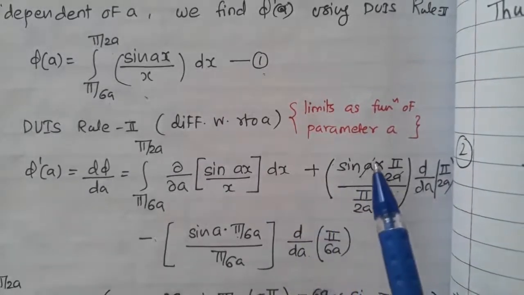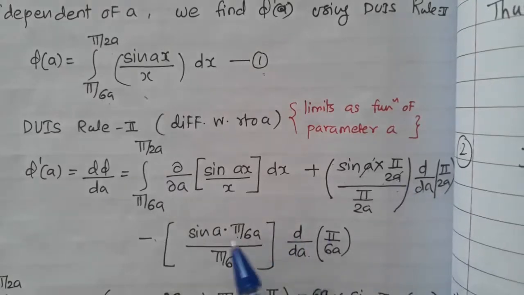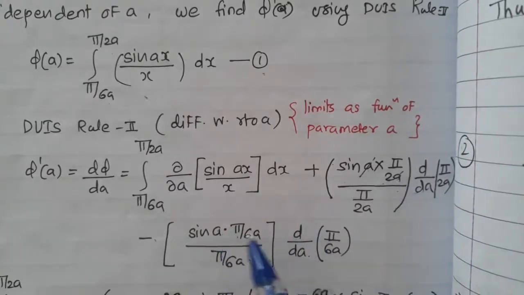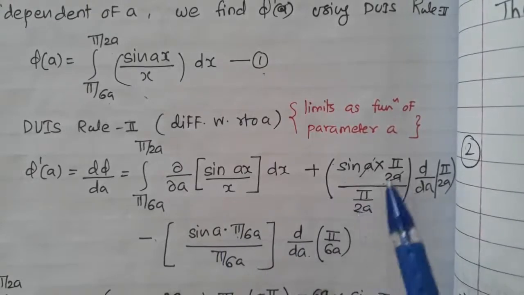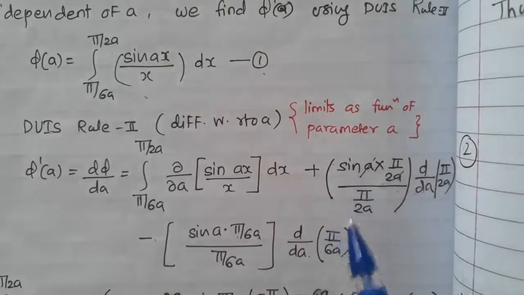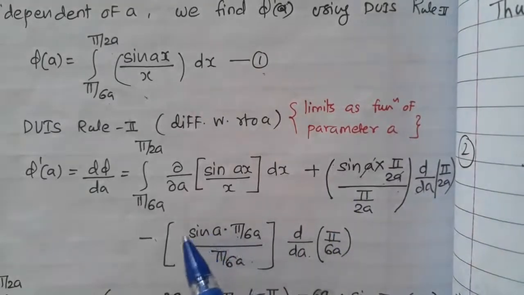In this step, if you observe, a is common, it will get cancelled. Here also a is common, this will get cancelled. You can write pi upon 2a as this function into 2a upon pi, and you can write pi upon 6a as this function into 6a upon pi in the next step.